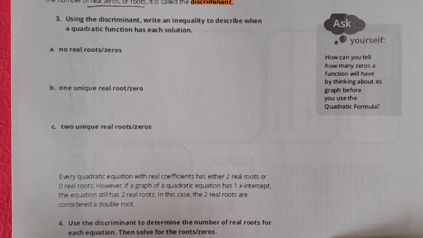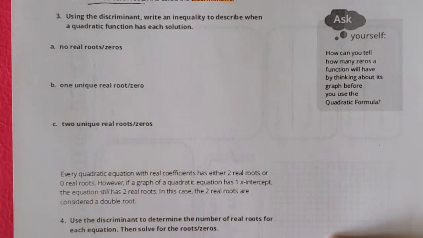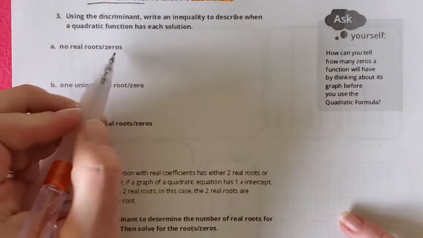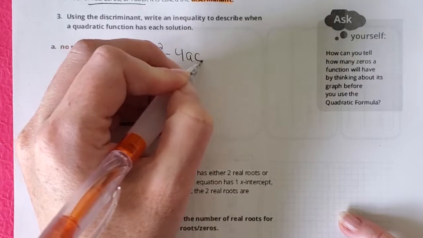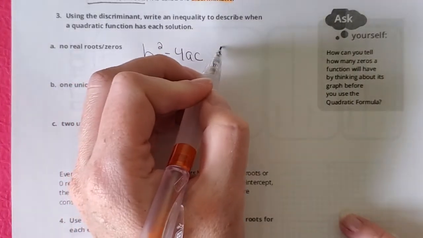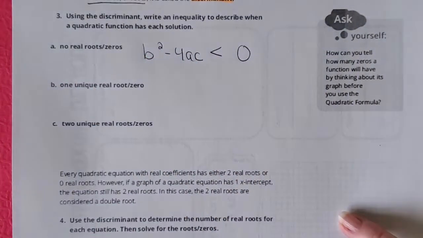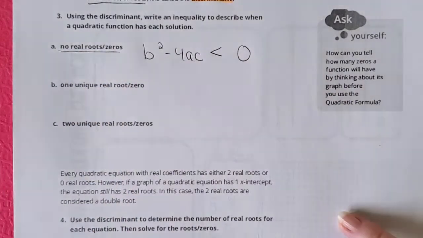So using the discriminant, write an inequality to describe when a quadratic function has each solution. If there are no real roots or zeros, the discriminant b squared minus 4ac has to be less than 0, in other words, a negative number. If you take the square root of a negative, you're going to get no real solution.